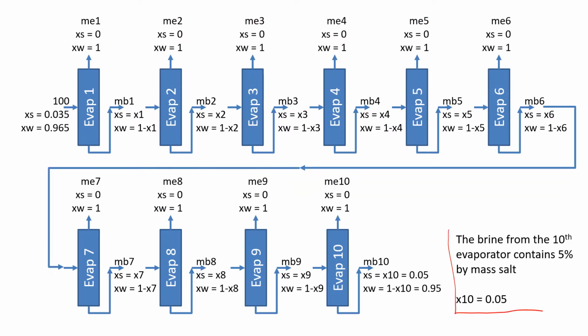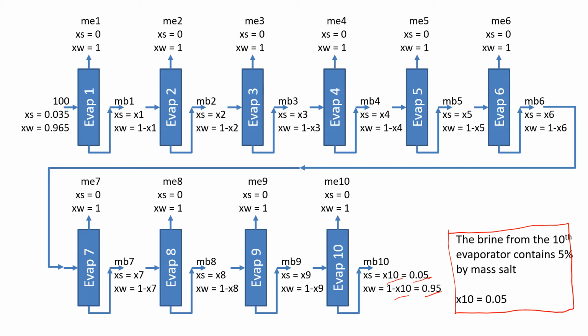So this is a repeat of that statement, that the brine from the 10th evaporator contains 5% salt. So the mass fraction of salt in that stream, which is X10, is 0.05. And we can compute the mass fraction of water by taking 1 minus 0.05, and we get 0.95. So we made use of that additional specification from the problem statement. Once again, let's go back.